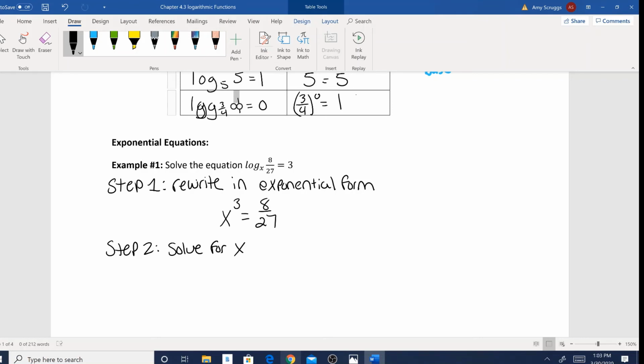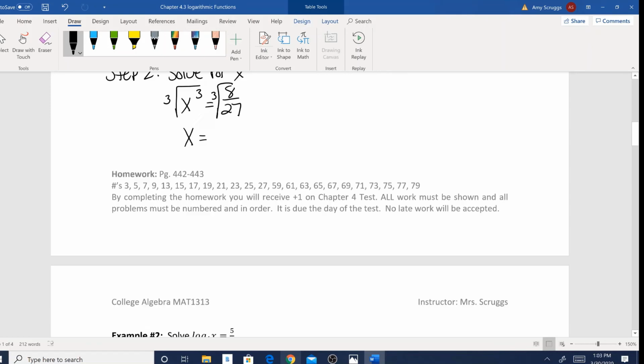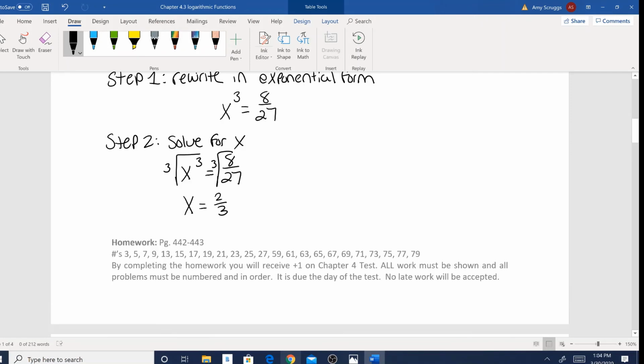If we're going to solve for x here, and it's x raised to the third power, how do you get rid of something raised to the third power? Well, you cube root it. So we're going to cube root both sides here, and we're going to end up with x is equal to the cube root of 8, which is 2, and the cube root of 27, which is 3. And I have no idea why that keeps disappearing. That's crazy. There we go. But you're going to get x is equal to 2 over 3. Okay, let's try another one.